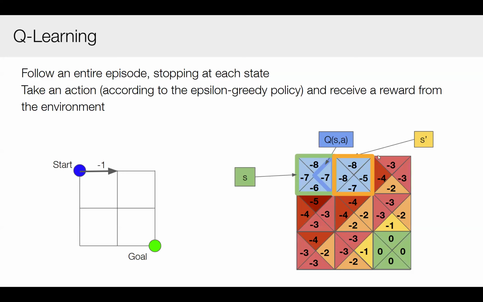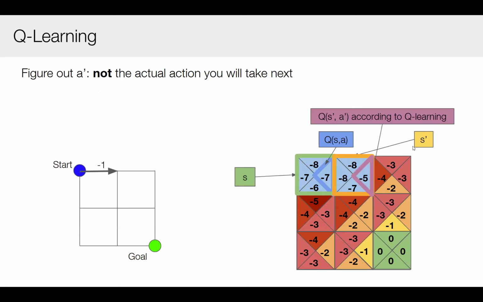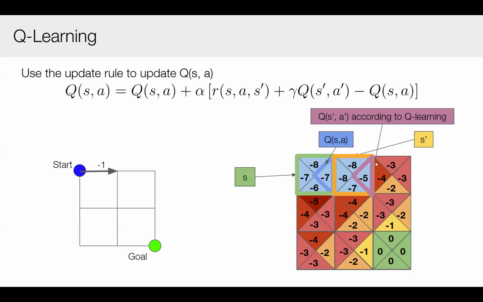And this orange square denoted by S prime is the state we're going to end up at following this action. Now we're going to figure out what A prime would be to estimate our return as per the update rule. Q of S prime A prime is going to be this triangle. Why? Because of all the Q values of state S prime, this one, the -5, is the largest. So this is going to be the Q of S prime A prime that we use in our update rule. Now that we have what we need, we're going to use the update rule directly to update our Q value.